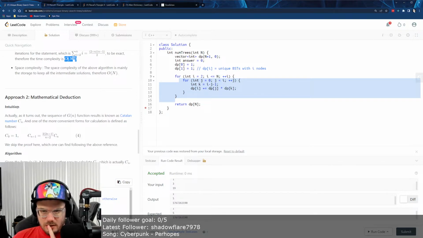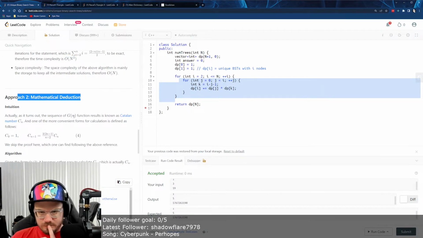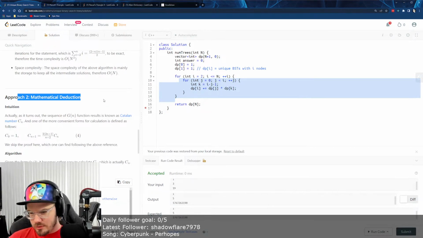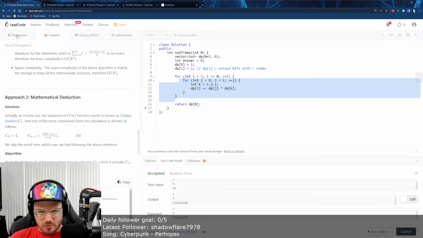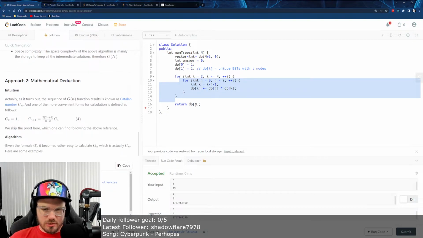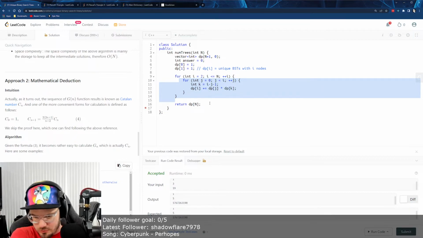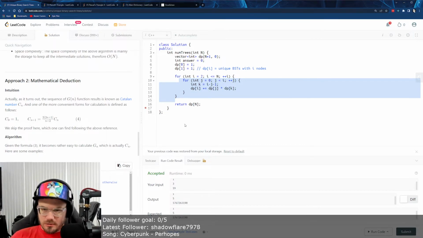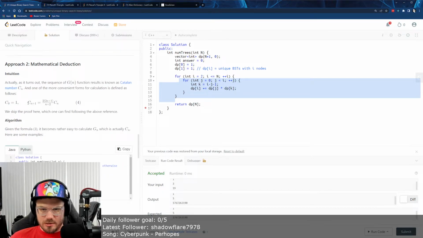But then approach 2, mathematical deduction. So this is what my first approach was, and the only reason I was able to do this is because I happened to be already familiar with what Catalan numbers are. And in this problem, Catalan numbers happen to solve the problem. So if you know Catalan numbers and you can recognize that a problem reduces to the sequence of Catalan numbers, then you can just paste in the formula, or if you have some code saved somewhere, or you can find code on the internet, you can just get it. So here's the formula for Catalan numbers.